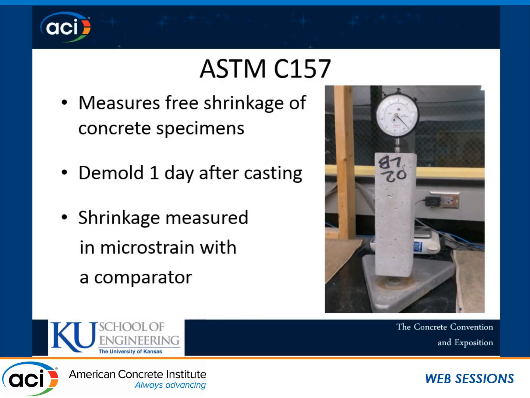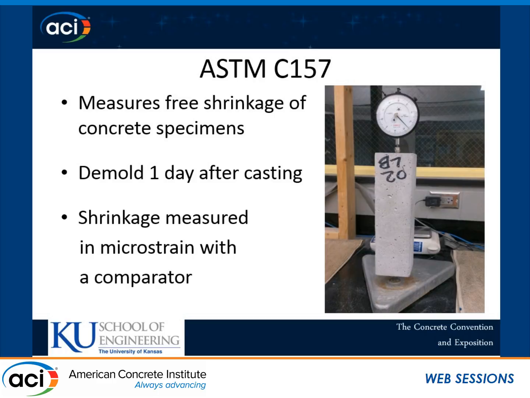Now, with that background information, I want to talk about ASTM C157. This is a test method that measures the long-term deformation of concrete specimens, usually drying shrinkage. The specimens are demolded 1 day after casting. Initial length is measured. After that, the specimens are cured in saturated lime water. In our project, we use 14 days, but you can use 28 days also.